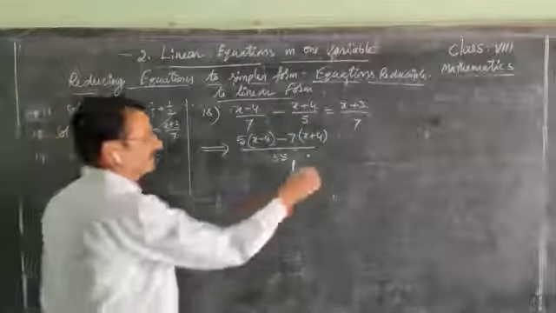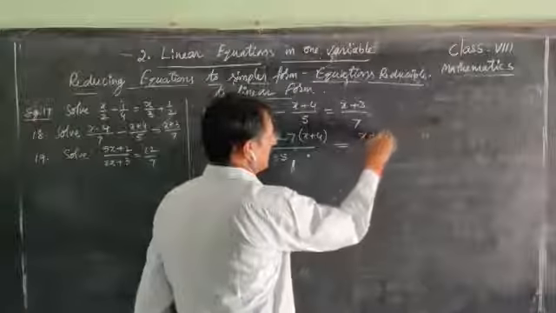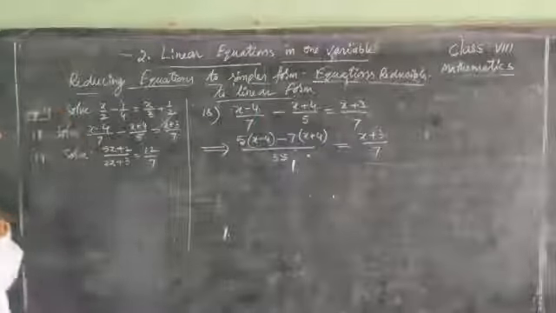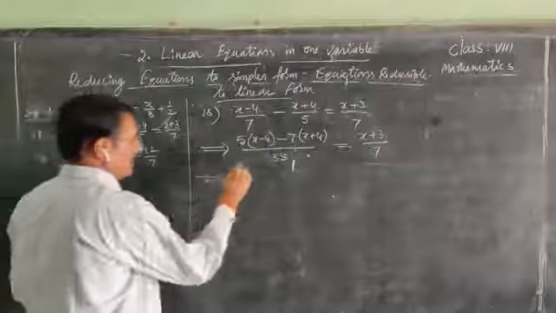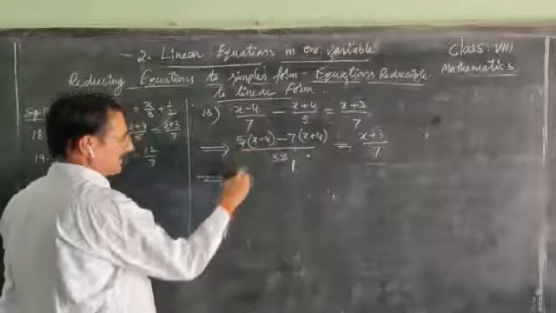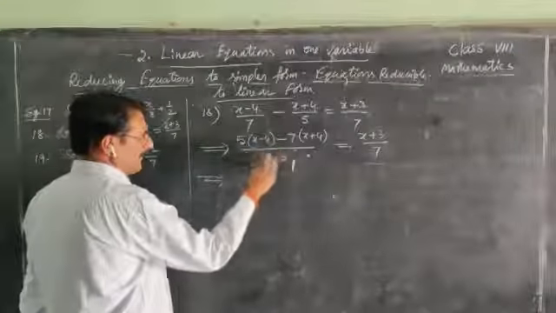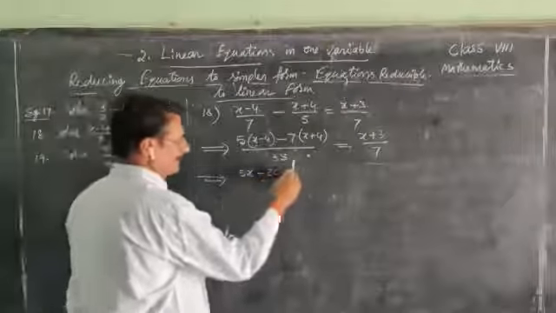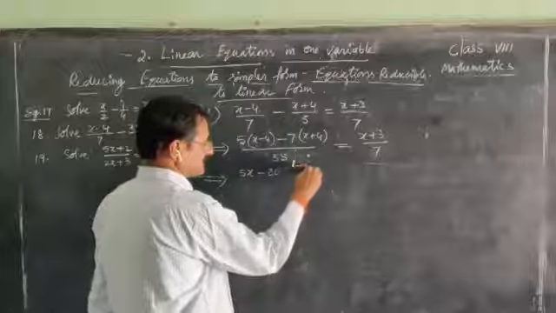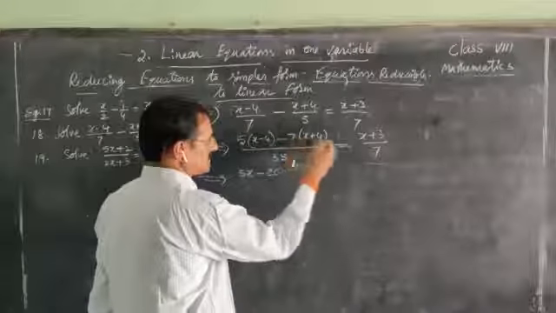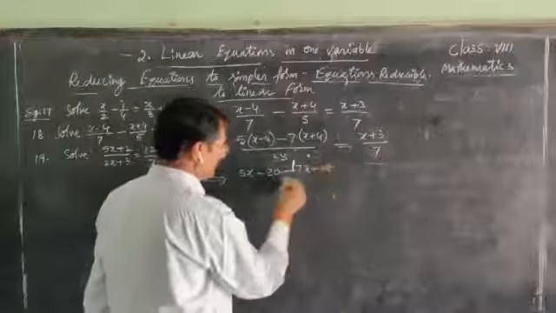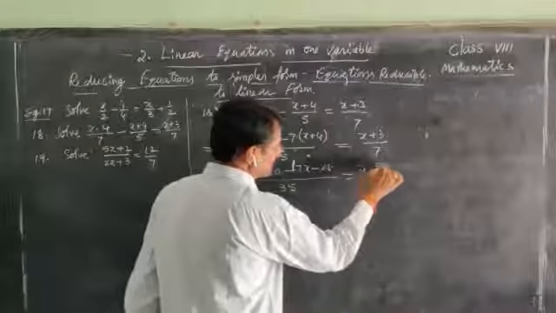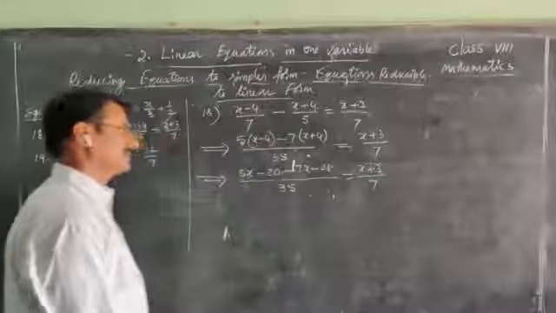Write down the right hand side term as it is. There is no change in that term. Multiply these two terms with 5. 5 into x, 5x. 5 4s, 20. It is negative 20 because plus and minus, minus. Minus 7 into x, minus 7x. Minus into plus, minus. 7 4s, 28, by 35 equal to x plus 3 by 7 on the right side.